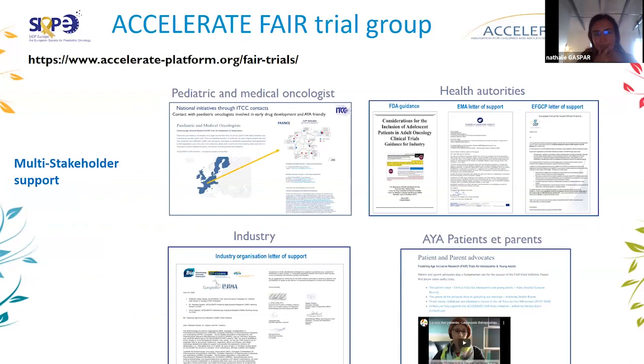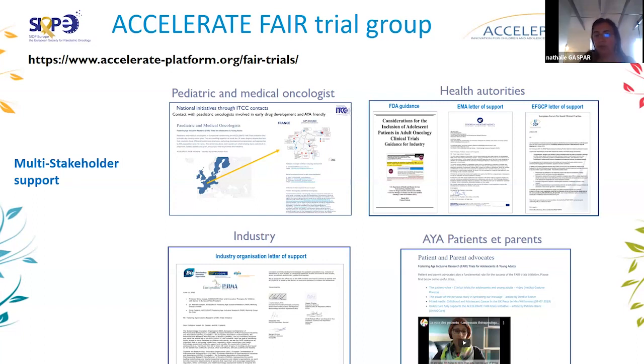Then we set up a website where we have put all these things online that are freely accessible, can be downloaded, with all the multi-stakeholder support. You have the countries, with a referee for each country to try to improve things in the country. You have the support of academics, either pediatric and medical oncologists. You have the support of the health authorities with the FDA guidance, the EMA letter, and the EFGCP letter. And importantly, you also have industry support, with a letter that has been signed by all the professional organizations of the pharma industry that are developing drugs in oncology and beyond oncology. And this letter can be downloaded and used to help to open such a trial.